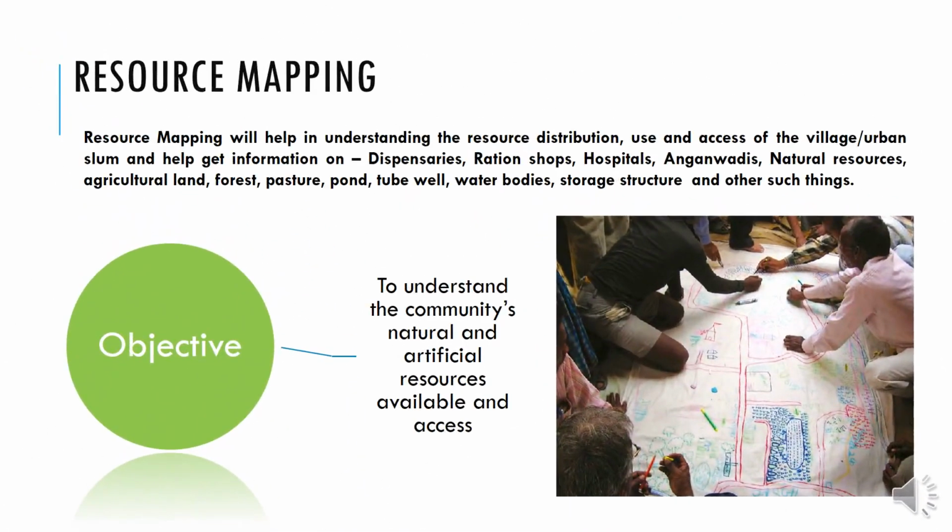Resource mapping. Resource mapping will help in understanding the resource distribution, use, and access of the village or urban slum and help get information on things like dispensaries, ration shops, hospitals, anganwadis, natural resources, agricultural land, forest, pasture, pond, tube well, water bodies, storage structures, and other such things. The main objective of resource mapping is to understand the community's natural and artificial resources available and their access.